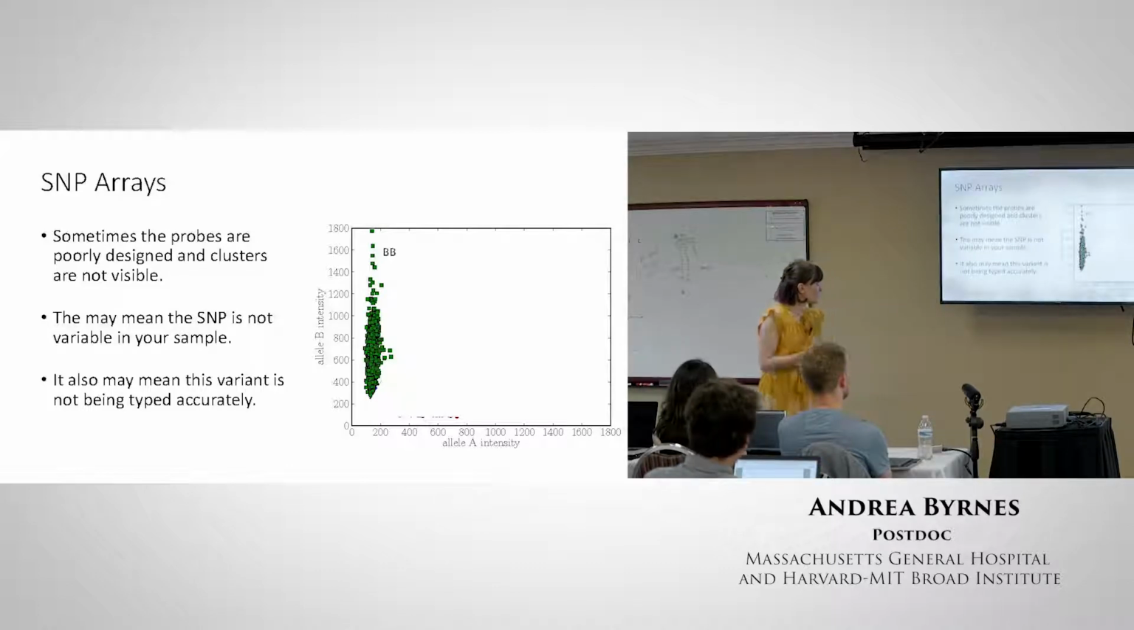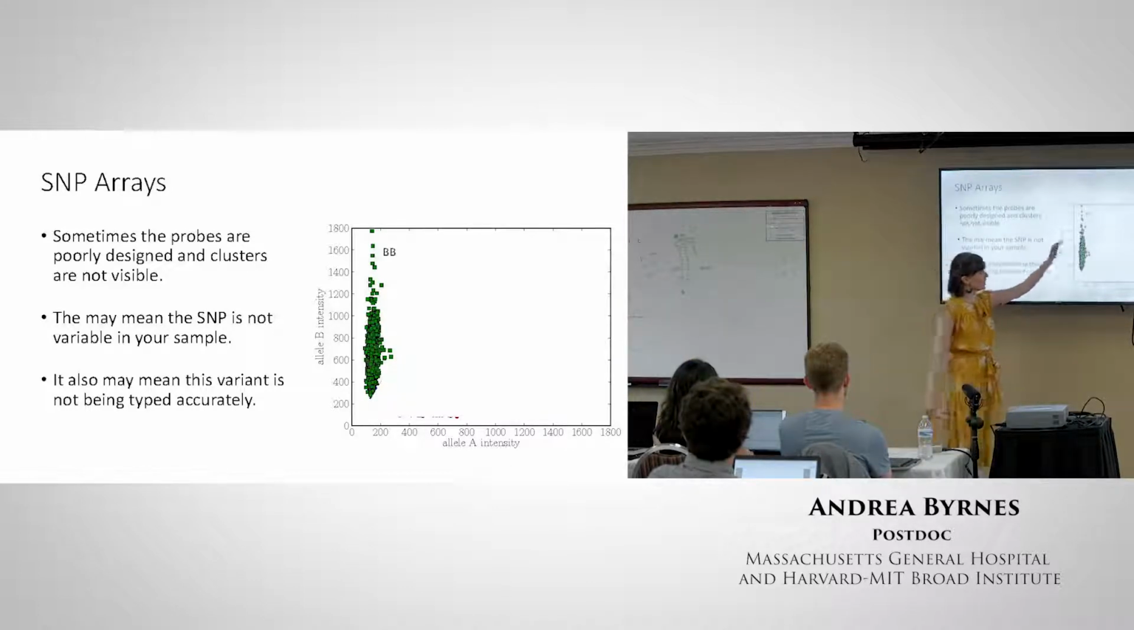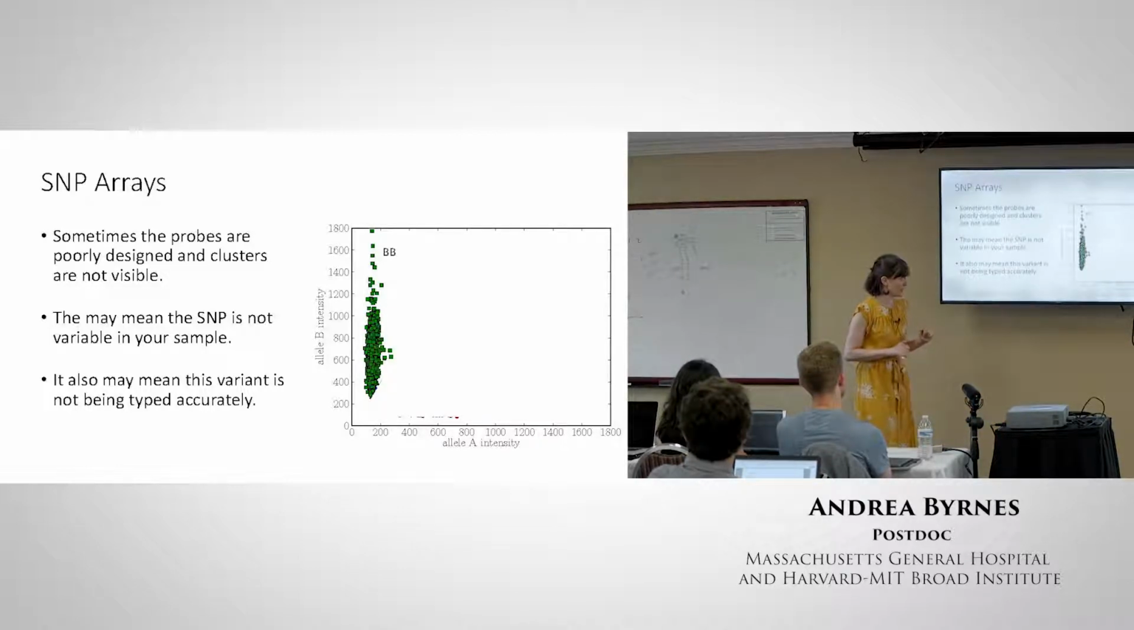Sometimes you get something that looks like this, where every individual in your sample appears to be a homozygote. And it is very possible that every individual in your sample is a homozygote. However, this could also mean that this probe just bound everything. Or, if the scale of the y-axis changed, it could mean that your probe bound nothing, or bound some things non-specifically. There's not a great way to tell if this is a truly non-variable SNP, or if this is just a funky probe.